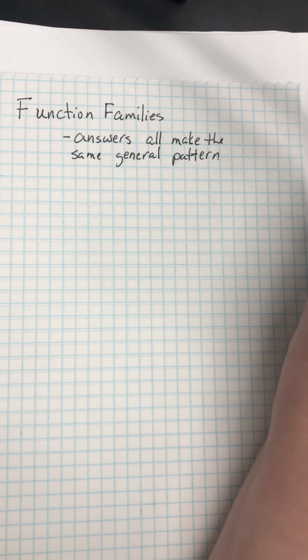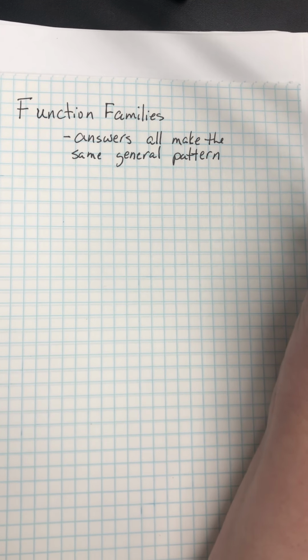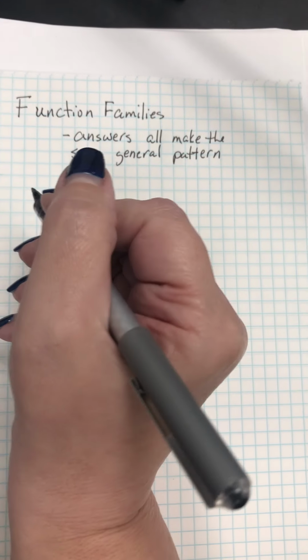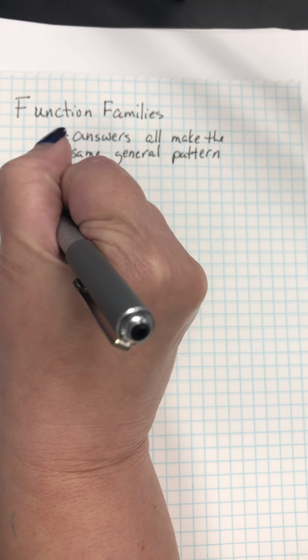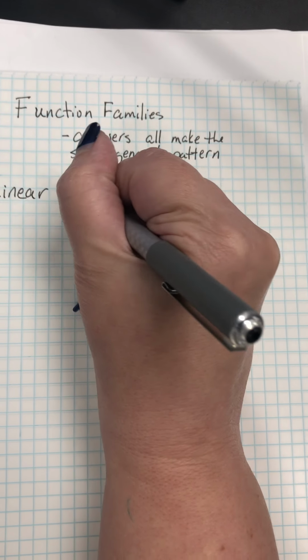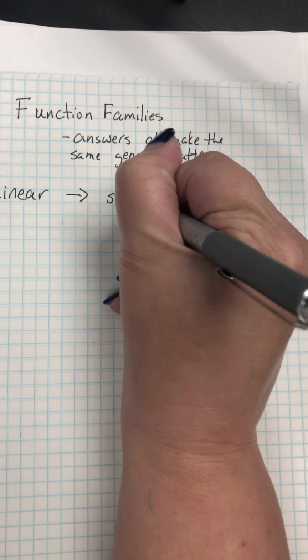This year we're going to have 6 or 7 function families, but we're going to start off with some of those that you are familiar with. So the first one that we're going to look at is a linear function, and the pattern that the answers make for a linear function is a straight line.